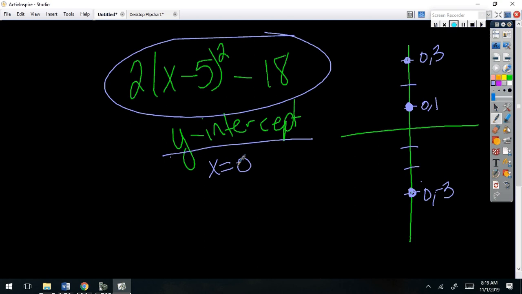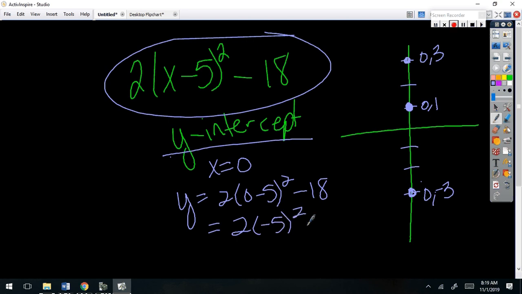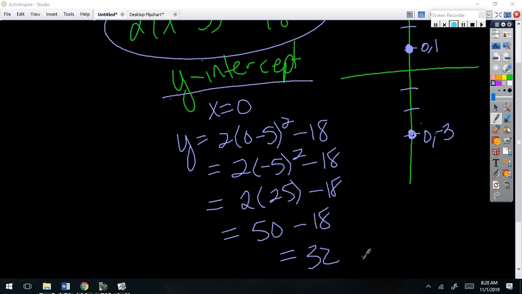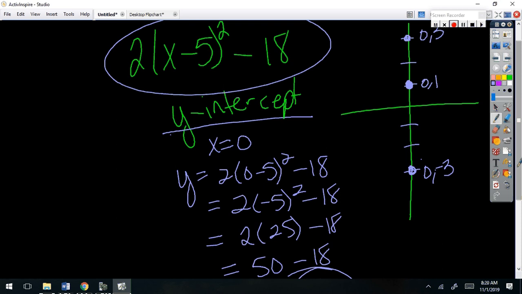So here, if x is 0, then y equals 2 times 0 minus 5 squared minus 18. And I could solve from there. And I'm running through this fast because we're going to get into this some more, but I wanted you to understand why we would be doing it this way if it's in another form, okay? So here, 2 times 25 minus 18. What's 50 minus 18? Thank you. Crosses the y-axis at 32 is the y. Even though that's not the number on the end because it is in a different form. Does that make sense, everybody?